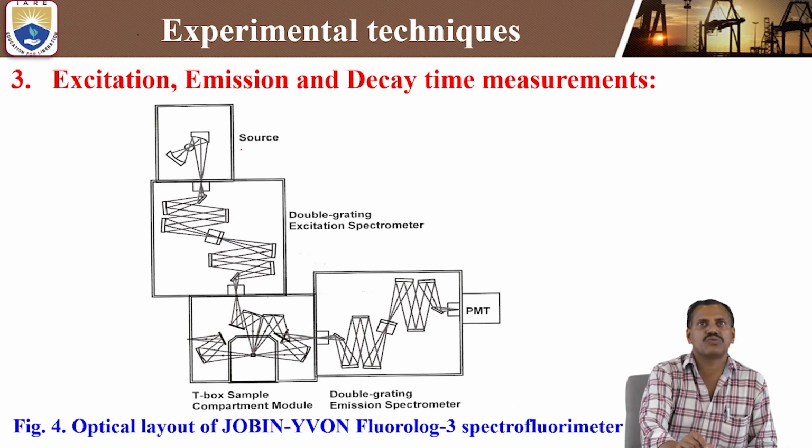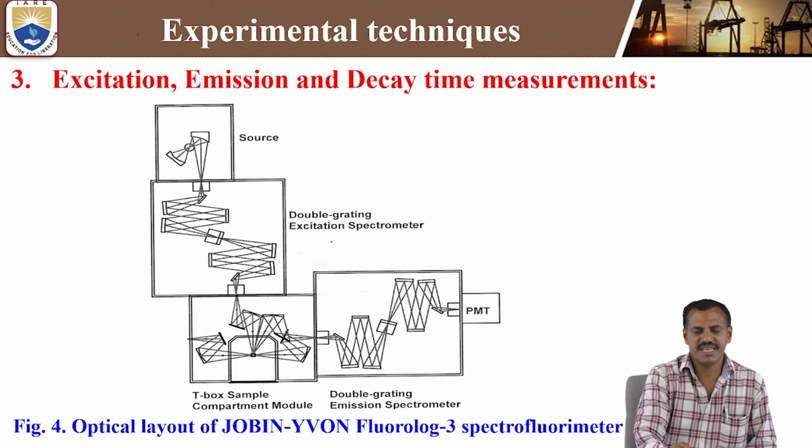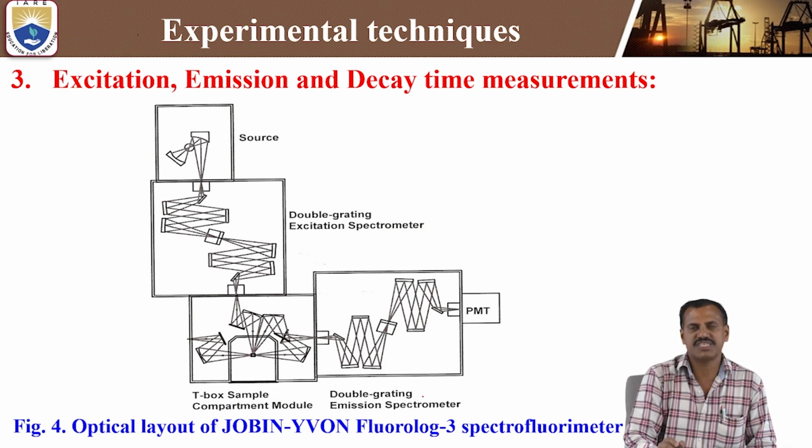Here, this is the source. This is the double grating excitation spectrometer. This is a PMT, photomultiplier tube. This is the T-bug sample compartment model. This is the double grating emission spectrometer.